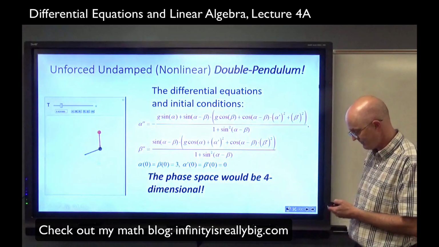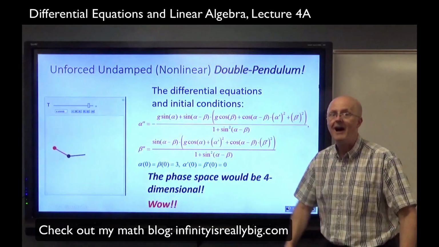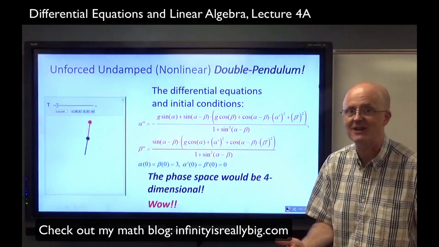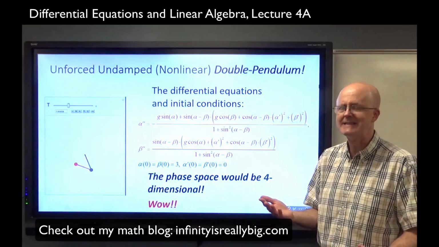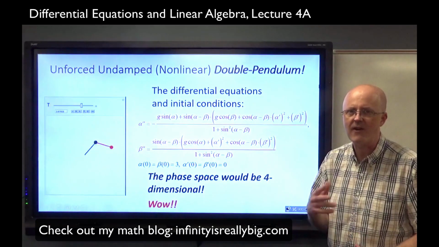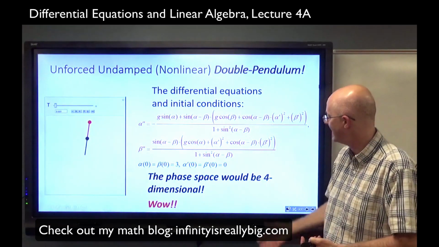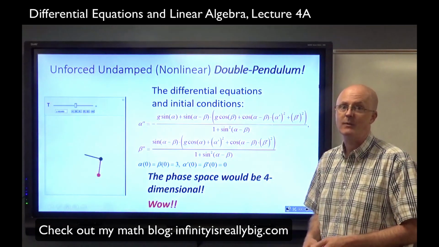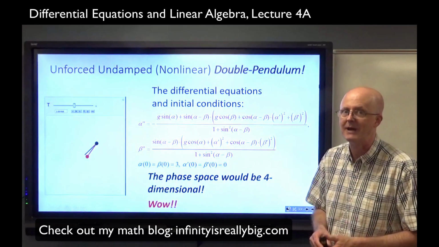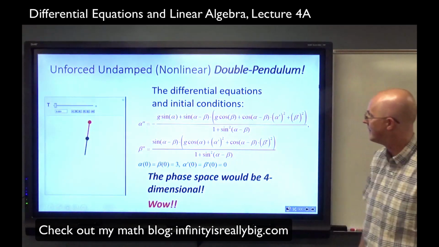The phase space would be four-dimensional. Wow. Higher dimensional space, an application of higher dimensions. Can we visualize it? Well, we can try. There are some techniques to try to visualize such a higher dimensional phase space, and we will try to do that to some degree, but it is certainly difficult. But it is very interesting.